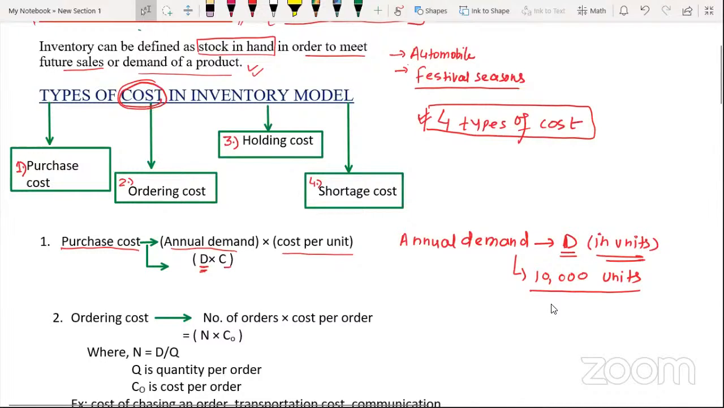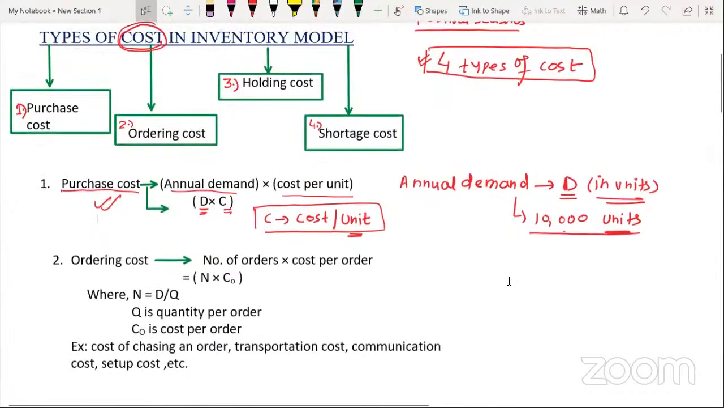And C is defined as cost per unit. For example, cost of one pen is 10 rupees. So C means cost per unit. Number of units, capital D, into cost per unit will give you the purchase cost.